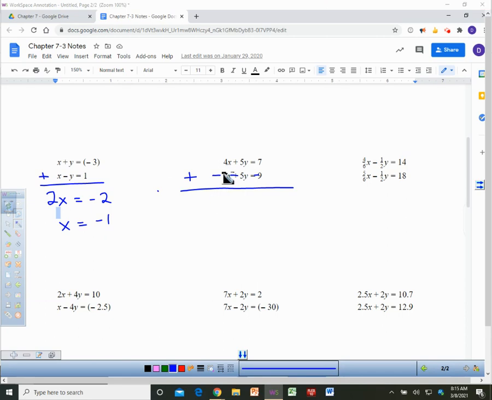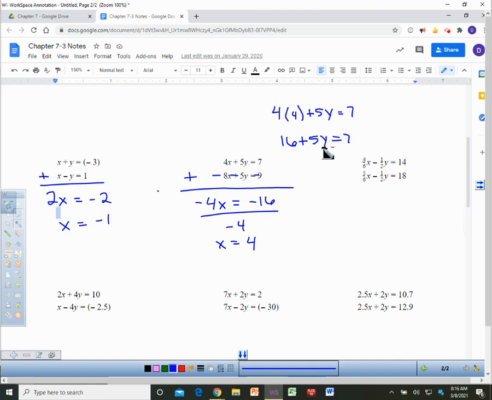Yes. Let's go. Okay, so 4 plus negative 8 gives me negative 4x. Negative 7 plus negative 9 gives me negative 16. So what's divided by negative 4? What's x have to equal? 4. Plug that in. 4 times 4 plus 5y equals 7. 16 plus 5y equals 7. How do I get rid of 16? Minus 16.